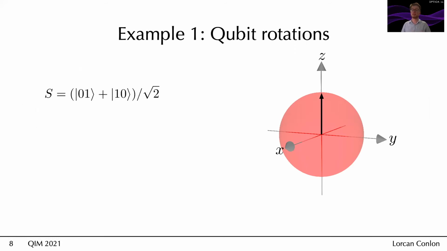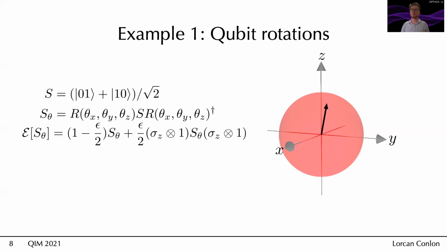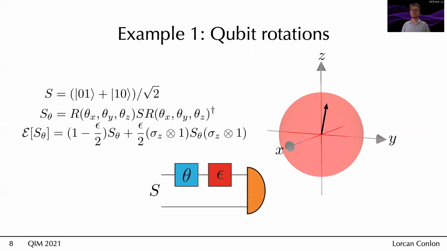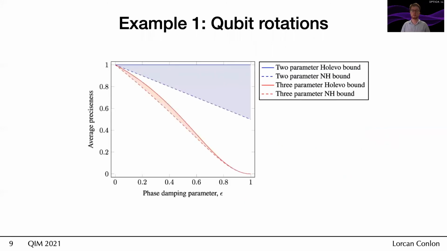Our first example is the problem of trying to estimate three rotations about the X, Y, and Z axes of the Bloch sphere using a 2-qubit probe. Our input state is the maximally entangled 2-qubit state, and 1 qubit in the probe experiences the different rotations and is then subject to the phase damping channel. The effect of the phase damping channel is to shrink the Bloch vector along the X and Y axes, and the second qubit experiences only the identity channel. And we want to know how well we can estimate these rotation angles.